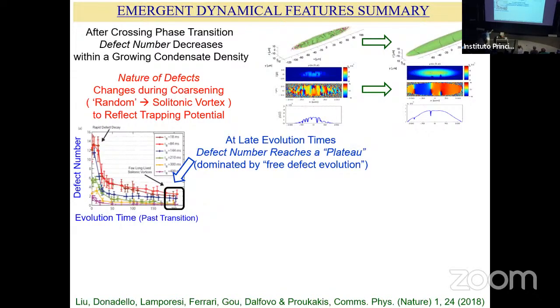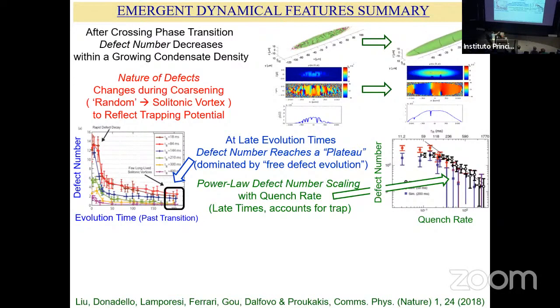So gradually, as it's cooling down, basically it adopts the properties of the system it's in. So you start seeing the role of the inhomogeneity. Now, if you look at the defect number as a function of evolution time after the transition, you see that in the very rapid quenches, you have a large number of defects generated, and it decays initially very quickly and then more slowly. If you go very slowly, you don't generate that many, and they decay as well quite quickly. But what happens if you look at late evolution times, there's not that much difference like there is at early evolution times, right? So the system reaches a plateau.